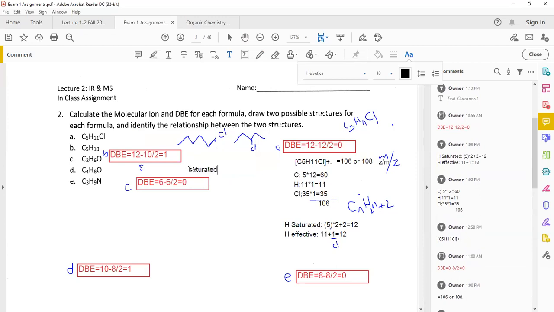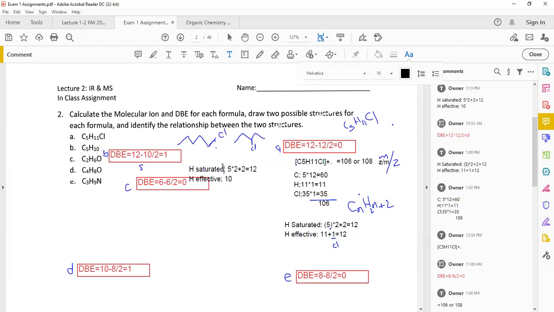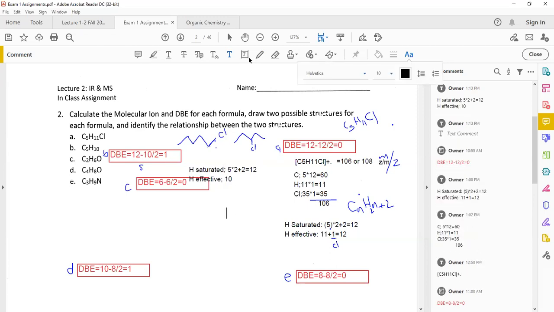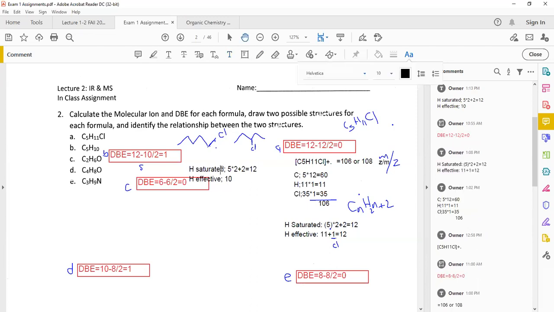For the saturated hydrogens, you will have 5 times 2 plus 2, so it will be the same, 12. But the effective will be the amount that is listed, so it's 10.